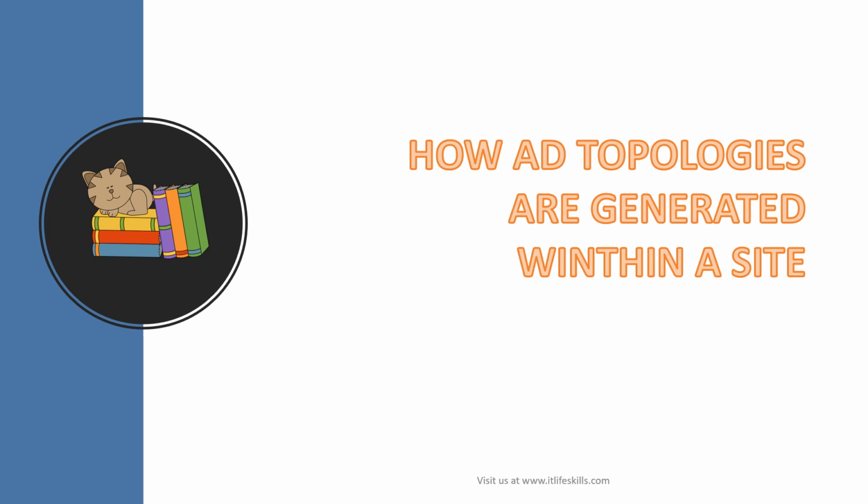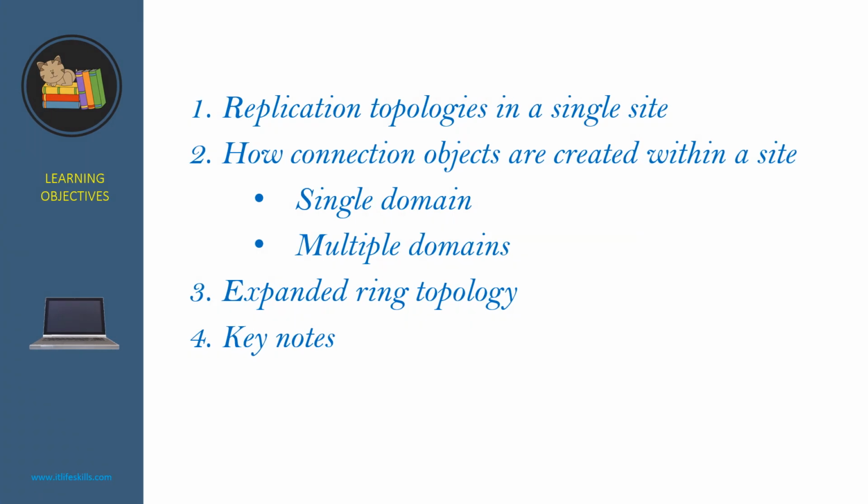In this lesson, we will learn how Active Directory topologies are generated within a site. First, we will learn about the types of replication topologies that can be generated in a single site. Then, we will learn how connection objects are created within a site that has a single domain and a site that has multiple domains. After that, we will learn about the expanded ring topologies, and finally, we sum up our lesson with the keynotes.